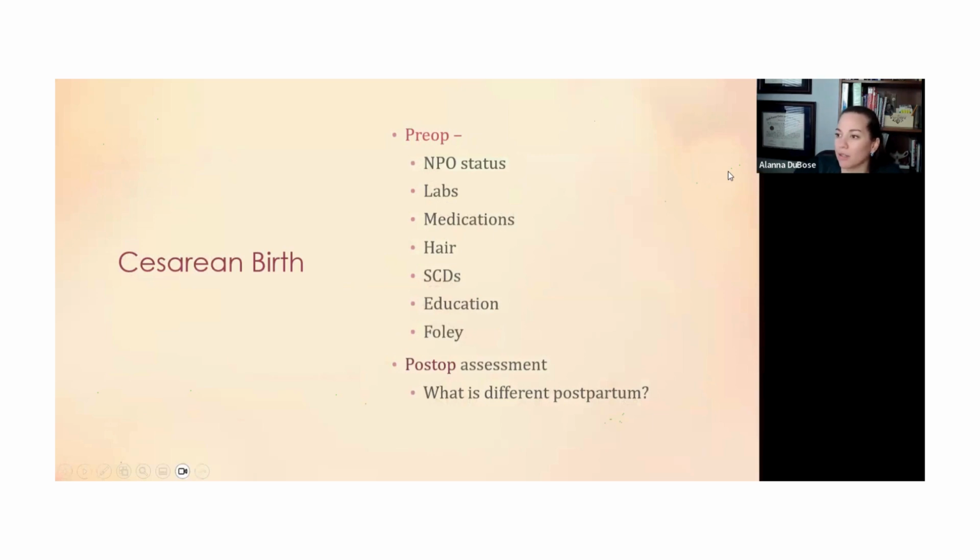All right, C-sections sometimes are unplanned, and sometimes are scheduled for various reasons, right? But if a mom is suspected to go to C-section, for instance, if the progress is not going well or the baby's heart tones are not reassuring, she's going to need to be NPO. And then we're going to do pre-op labs. We have pre-op medications. We're going to clip her hair and put on SCDs. Who knows what SCDs are?